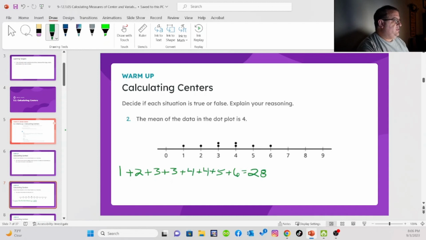Now I'm going to take 28 and I'm going to divide that by how many points I had. So we have 1, 2, 3, 4, 5, 6, 7, 8. And 28 divided by 8 equals 3.5. So on this one, it said the mean of the data is 4. We calculated it to be 3.5. So this statement would be false.